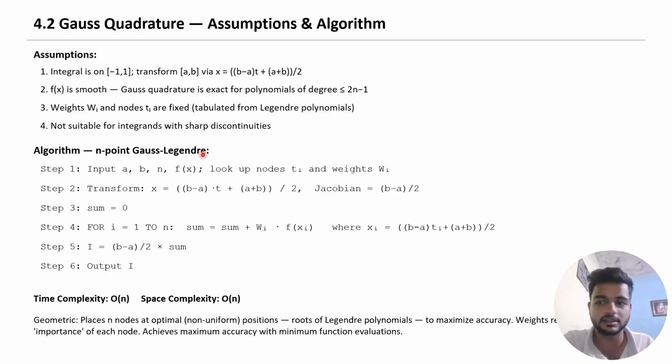This n-point Gauss-Legendre will take input, will transform x using this Jacobian. The sum becomes 0, we will start a loop, make sum equal to sum plus weight of i times f(xi), where x is equal to this, and we will give the output as I.